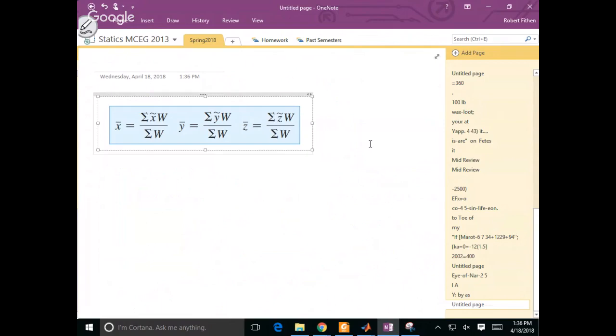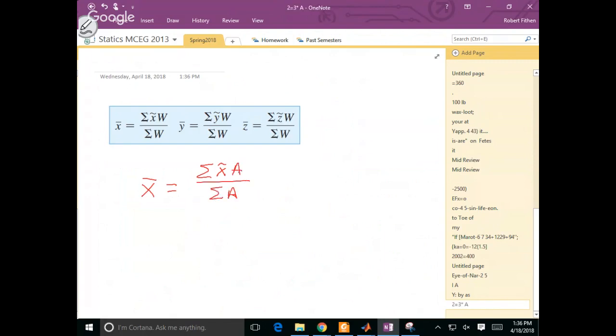The same thing could be said if you said X bar is equal to the sum of the x tilde times the area over the sum of the areas. This is going to be used more often than the weights. So if I had an object, say, that sat like this, and it was one, say one, it was a half, and it was one, and I had two parts together. Now I wanted to find the centroid.